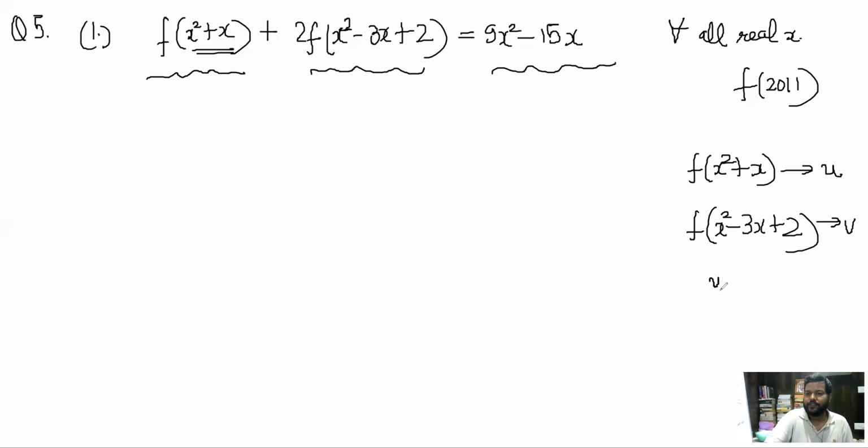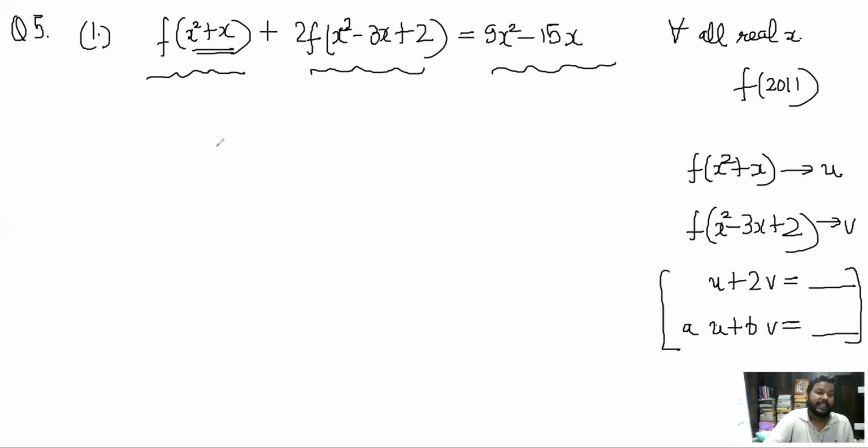Now we have an equation u plus 2v is equal to something, right? If by chance I can get an equation which involves u and v, some au plus bv is equal to something else, right? Then it becomes a simple equation that you have to solve for u and v, right? So that is a standard trick that you need to be aware of when you're approaching functional equations, that this type of thing frequently happens.